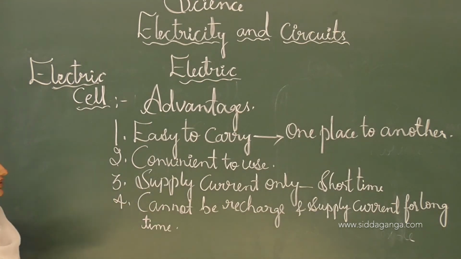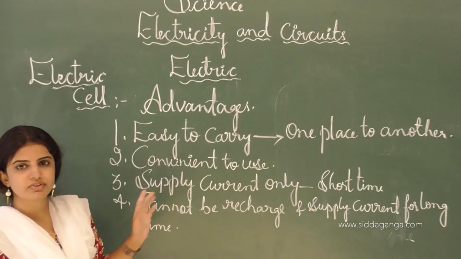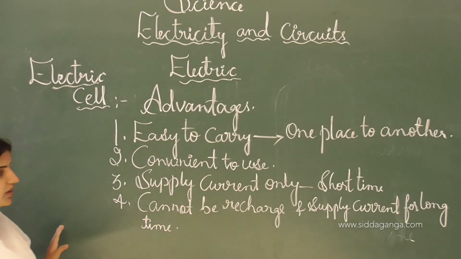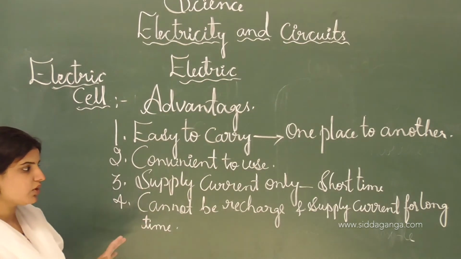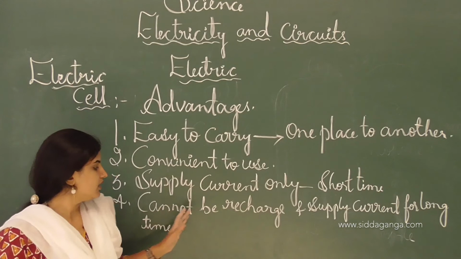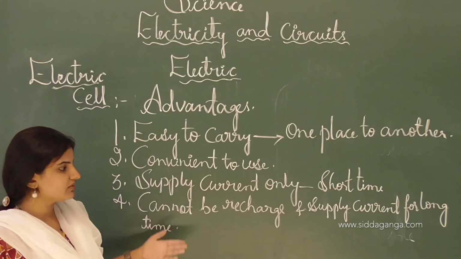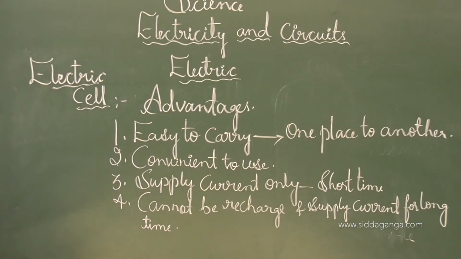And these are the advantages of the electric cell. Once again I will tell you, it is easy to carry from one place to another place, and it is very convenient to use. It supplies the current only for a short time, till the chemical reaction is completed in the dry cell, and it can't be recharged to supply current for a long time. See, these are the advantages of the electric cell.